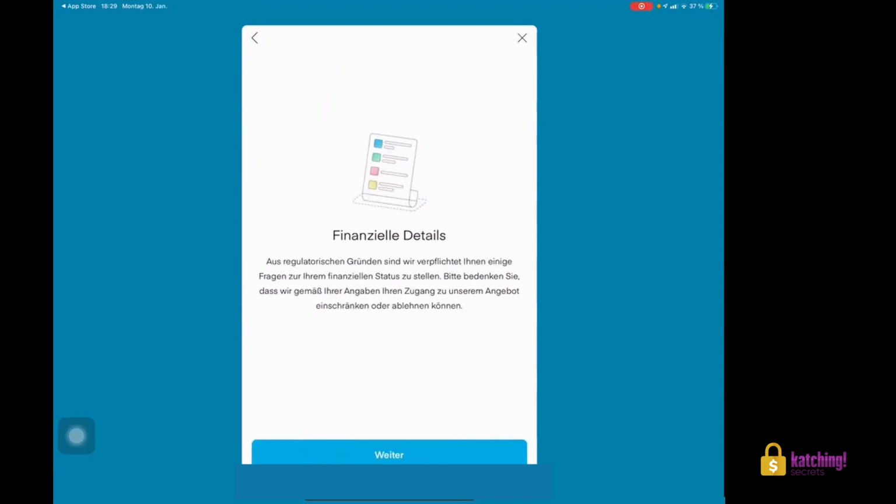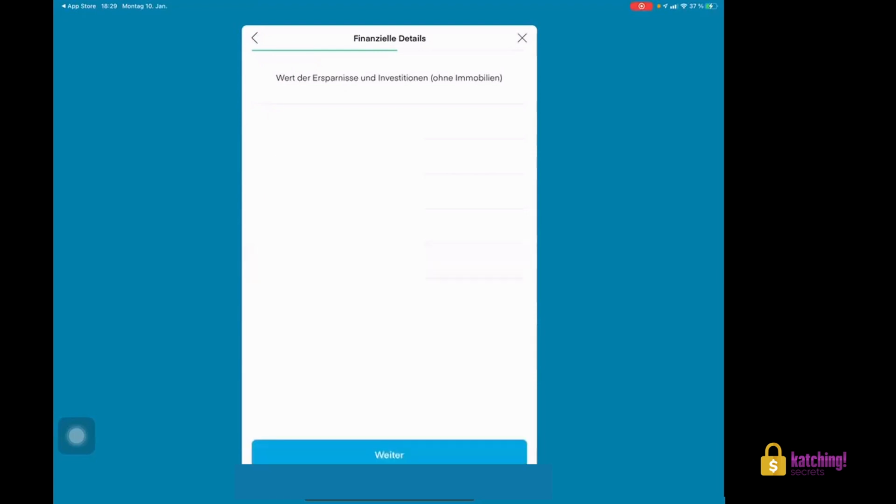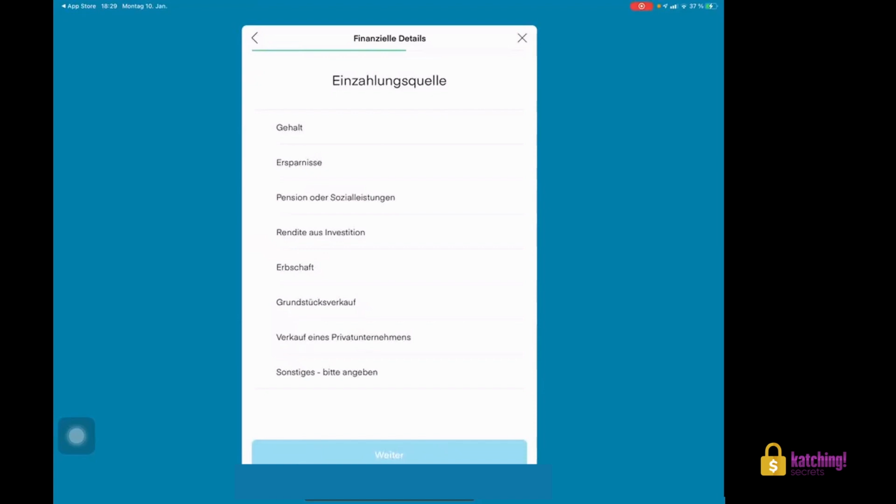Now we have some financial details to clarify. Just go on. This is your yearly income. Just select the appropriate amount that you're earning per year. This is the amount of savings and investments that you currently have, without real estate. Then you have the source where your savings are from.